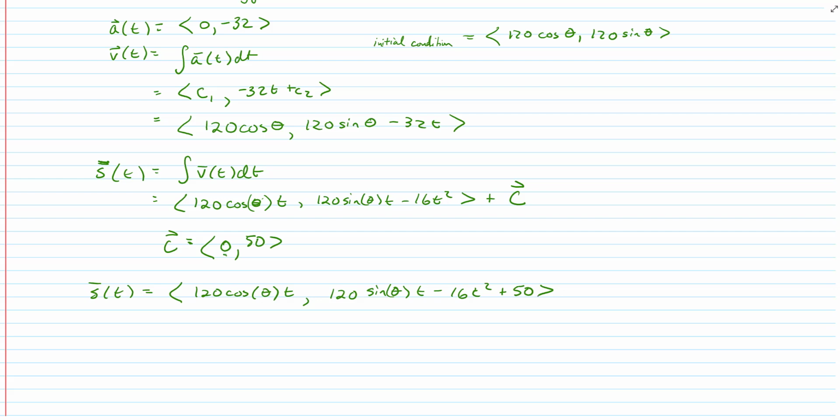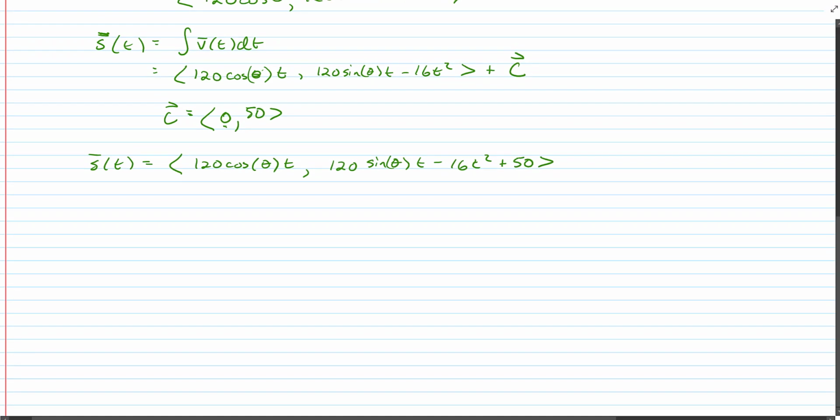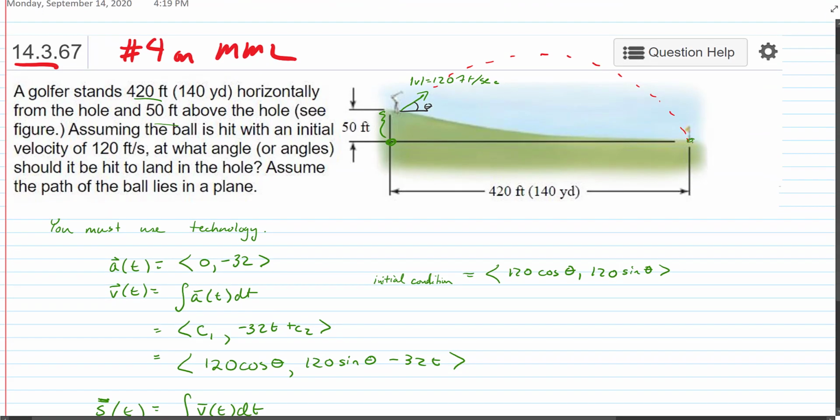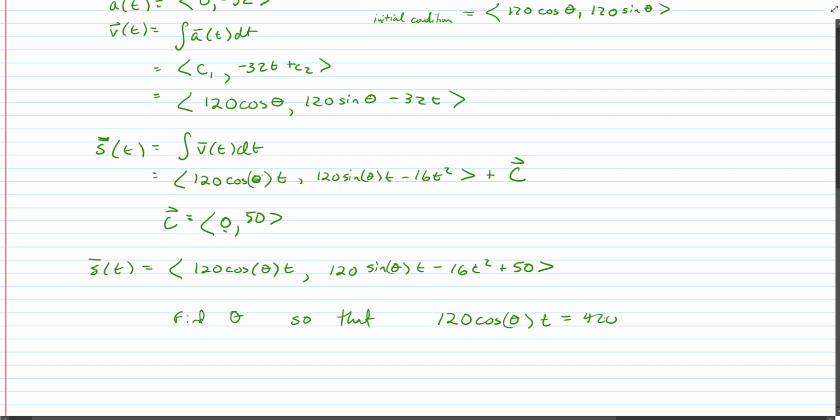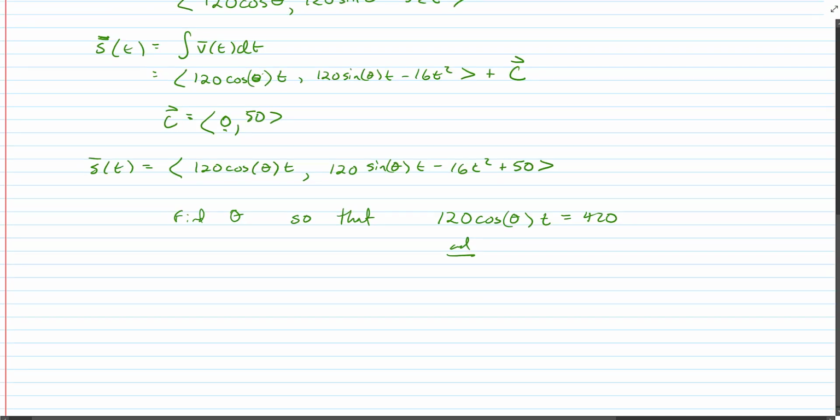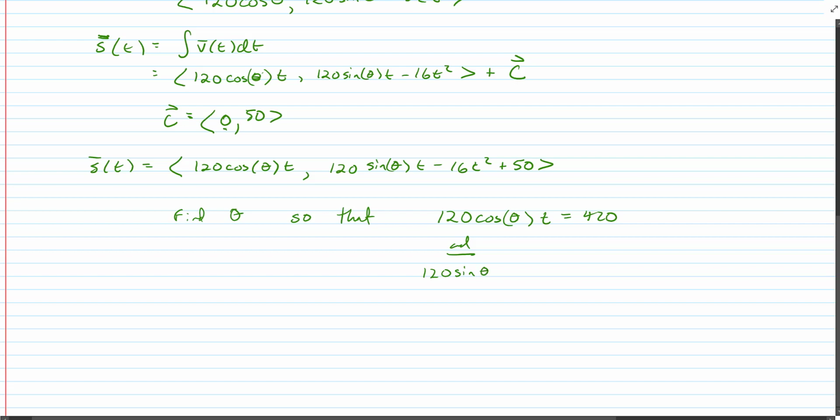Okay, so what we want to do is find theta so that two things are satisfied. First of all, our horizontal displacement, 120 cosine of theta times t, we want that to equal. Let me clarify. We're interested in this point right here. What's that point? Well, we can think of that as displacement vector 420, comma 0. So we want the horizontal displacement to be 420, and we want the vertical displacement, which is 120 sine theta t minus 16t squared plus 50, to equal 0.